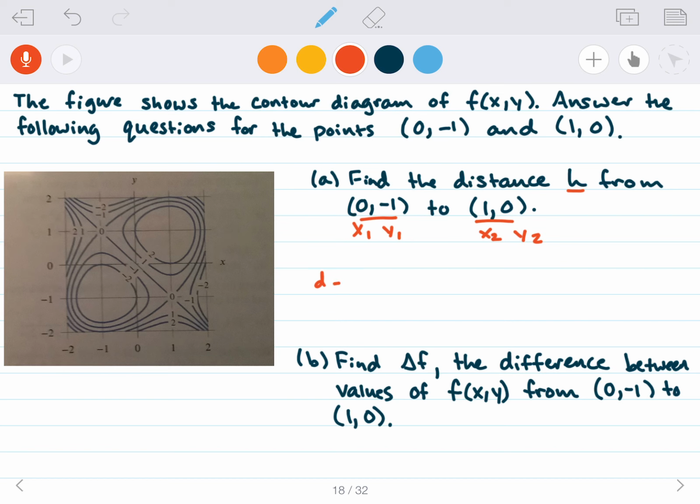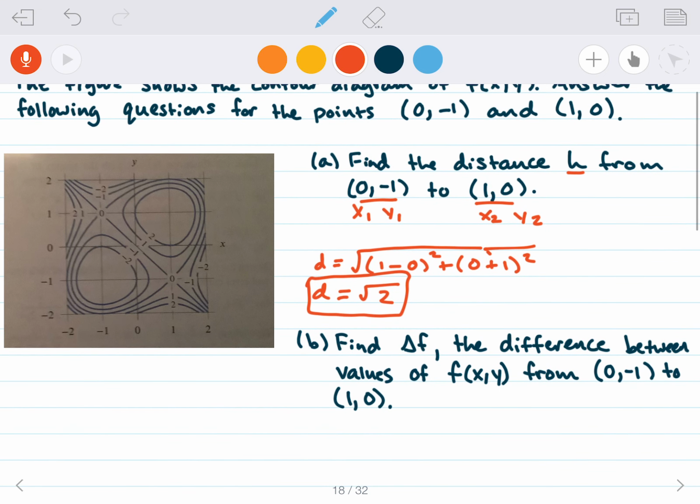And so our distance formula is going to tell us that we can do the square root of x2 minus x1 squared plus y2 minus y1 squared. And so when we simplify this, we get 1 plus 1 under the radical, so that's √2. So that's our answer for part A. That's just the distance. Now it says find the change of f, the difference between values of f of x, y from (0, -1) to (1, 0).